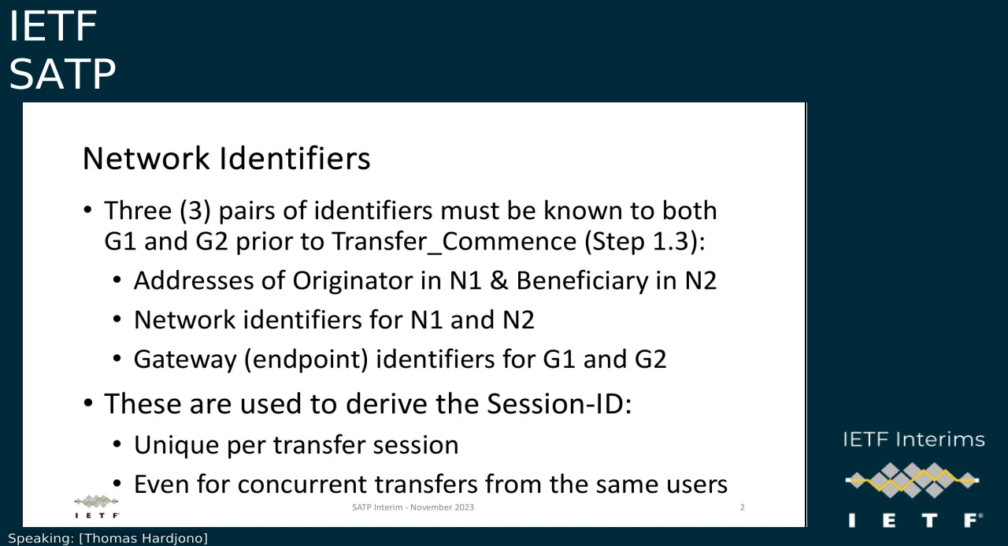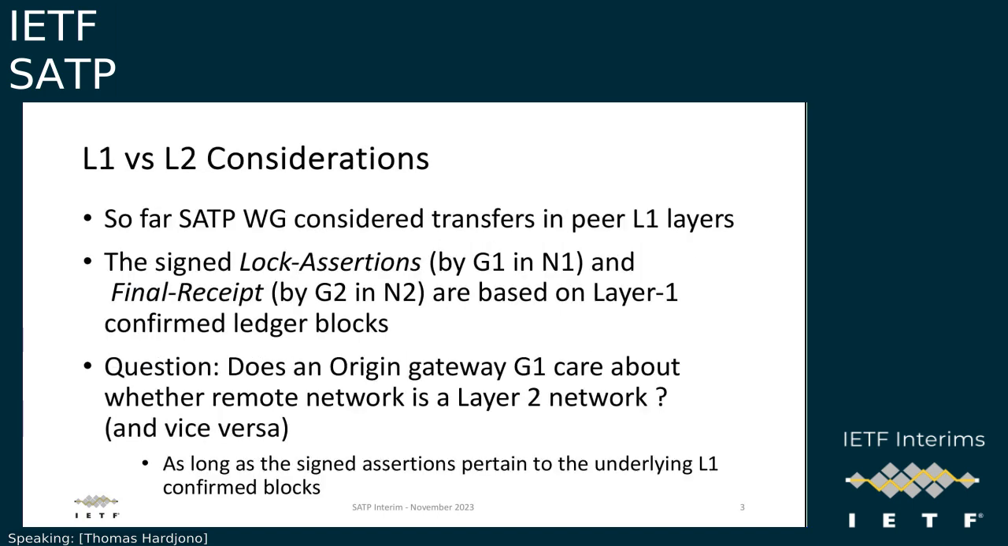And this is important because Alice and Bob could, in fact, run concurrent transfers, in the unlucky case, over the same gateways, 67 and 55. And so these gateways need to know that these are separate, unrelated sessions, and therefore the session ID is very important for that circumstance. So this is when we're talking about layer one.